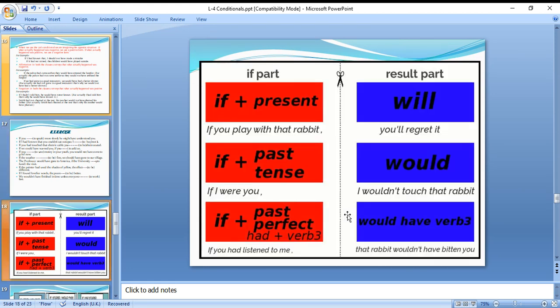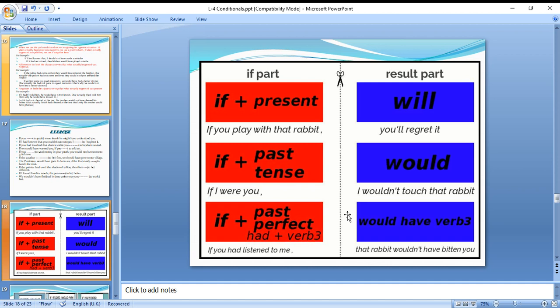In this slide, we can see the structure of all the three conditions. In first condition, that is probable condition, in the if clause, we use present simple: if you play with the rabbit, and in the main clause, the principal clause, we use will plus base form of the verb: you will regret it. In the second condition, in the subordinate clause we use past simple: if I were you, and in the principal clause would plus base form: I would not touch that rabbit.